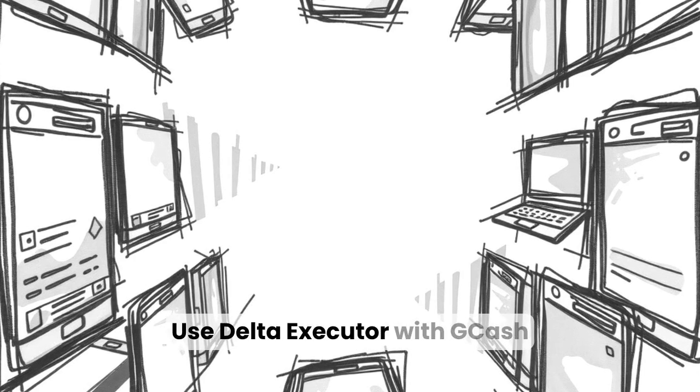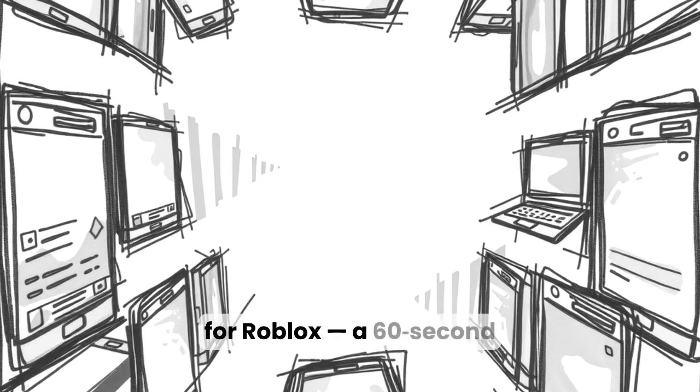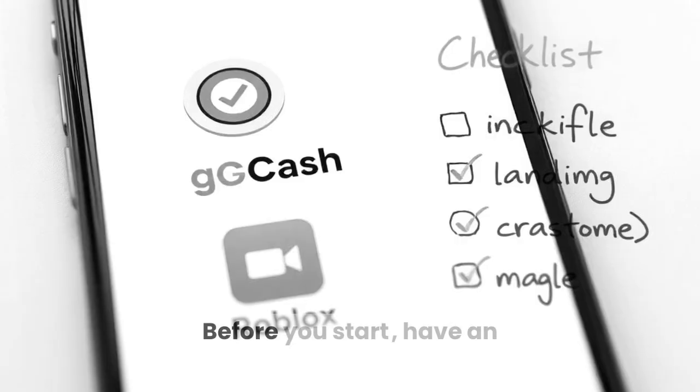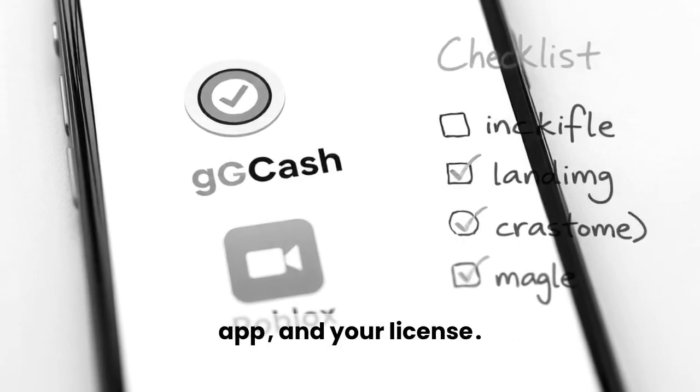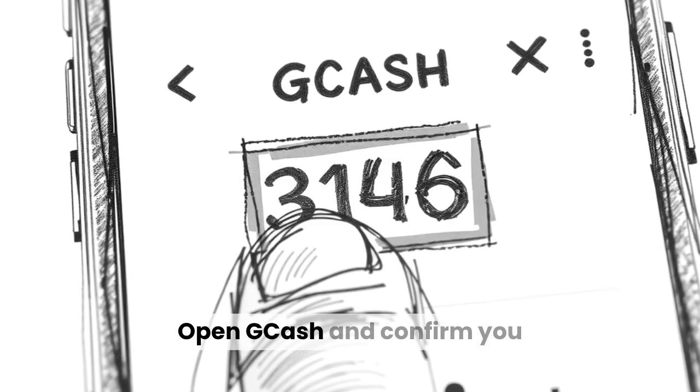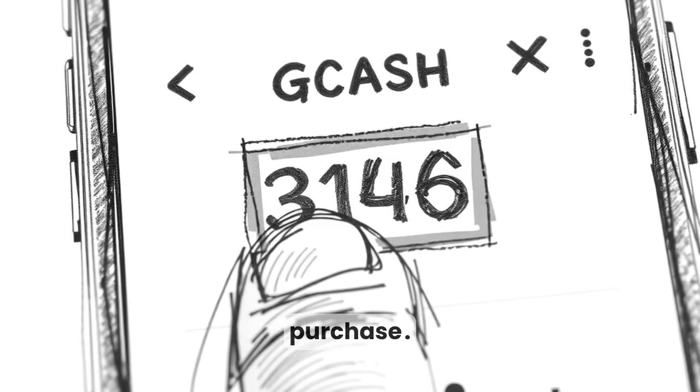Use Delta Executor with Gcash for Roblox, a 60-second guide. Before you start, have an active Gcash account, Roblox app, and your license. Open Gcash and confirm you have enough balance for the purchase.